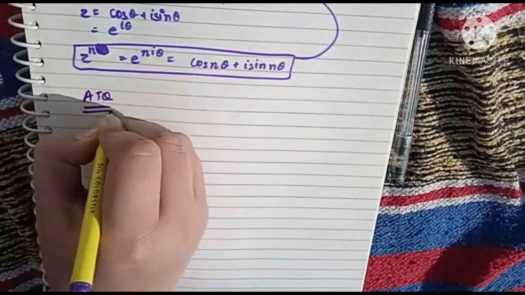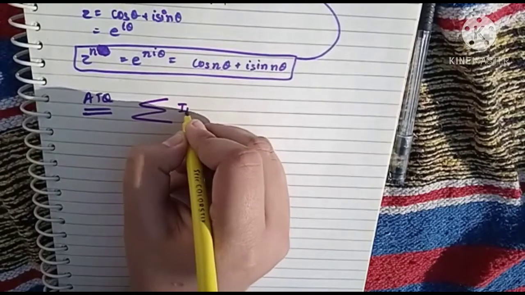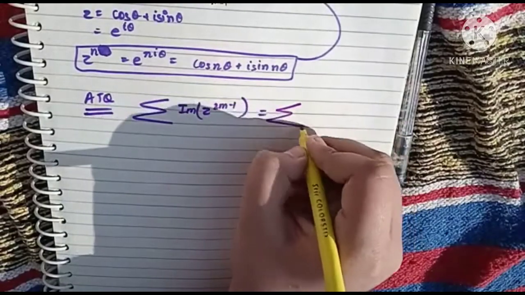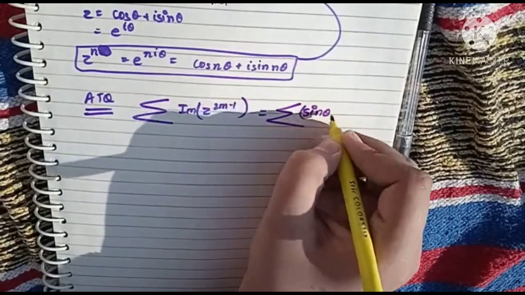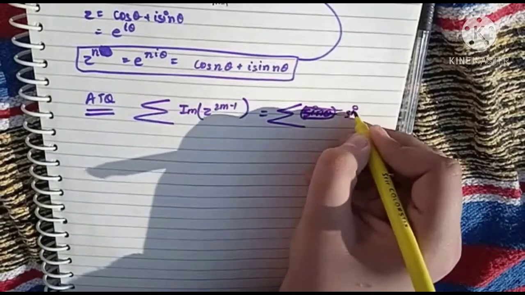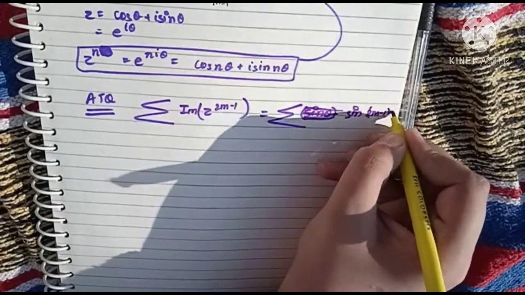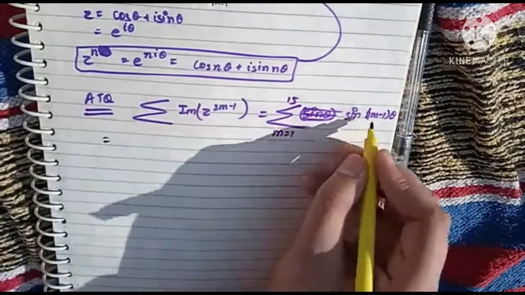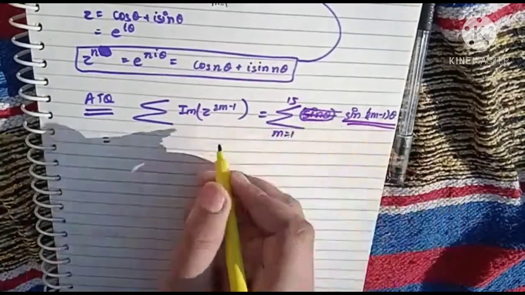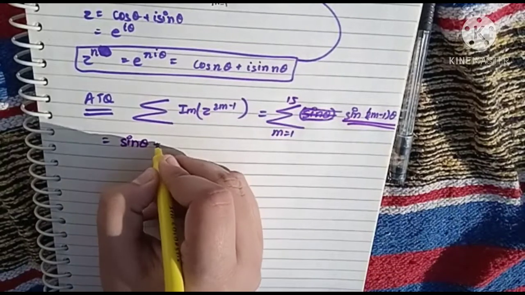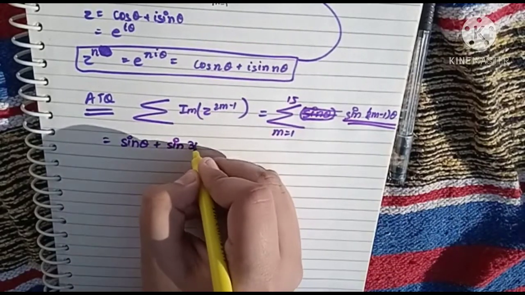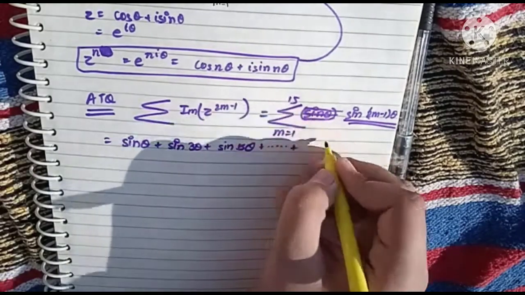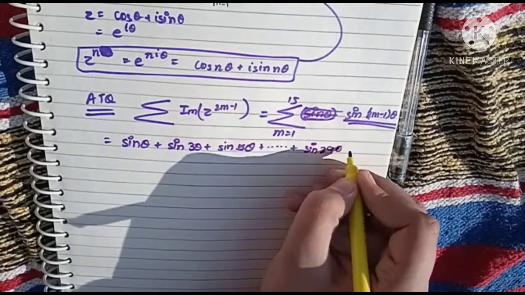So the imaginary part of z to the power of 2m minus 1 will, according to the question, actually equal sine of (2m minus 1) theta, where m runs from 1 to 15. So this expression will reduce down to sine theta, sine 3 theta, sine 5 theta, and so on and so forth until it reaches m equals 15, where it becomes sine 29 theta.